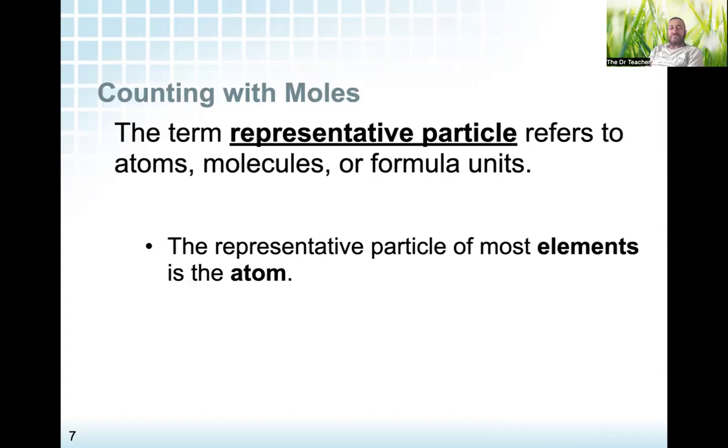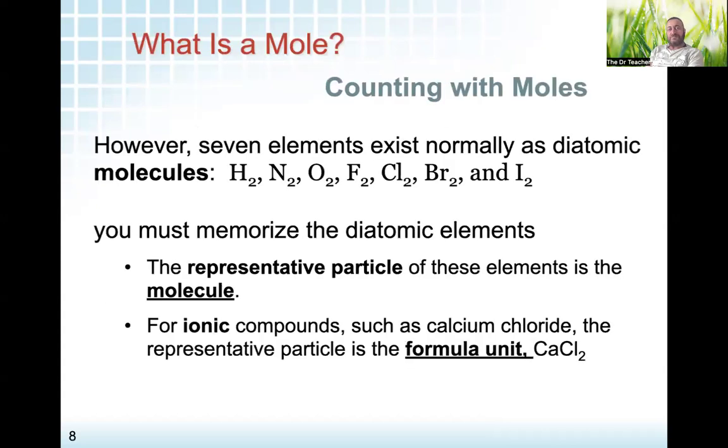A representative particle of most elements is the atom. So the particle we deal with is an atom. Counting with moles, however, seven elements exist normally as diatomic molecules. Let's check these: hydrogen gas, nitrogen gas, oxygen, fluorine, chlorine, bromine, and iodine. You must memorize the diatomic elements. The representative particle of these elements is a molecule.